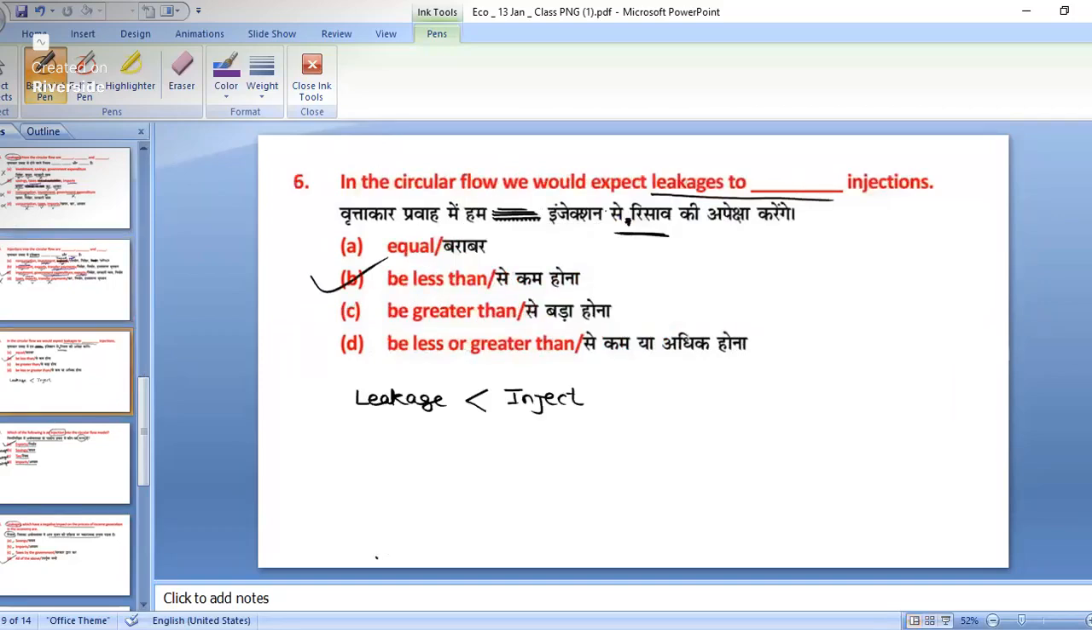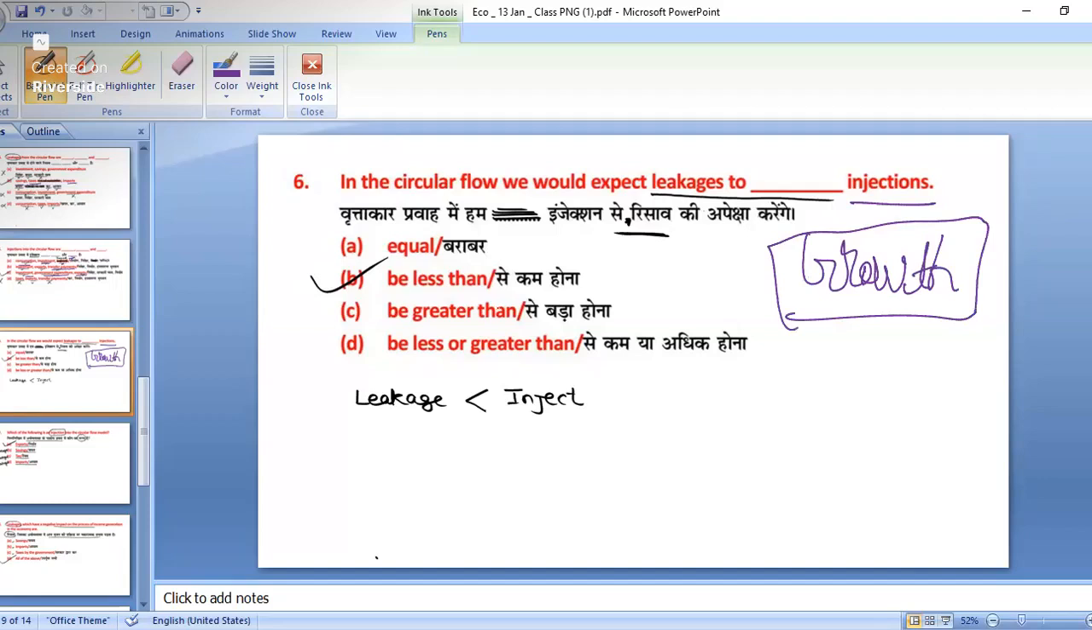Now, the next question. In the circular flow, we would expect leakage to be less than the injection. Then only there will be growth, and we always go for growth purpose only. So remember that in the circular flow, we expect leakages to be less than injections. So this is all about injection and leakage of the economy.